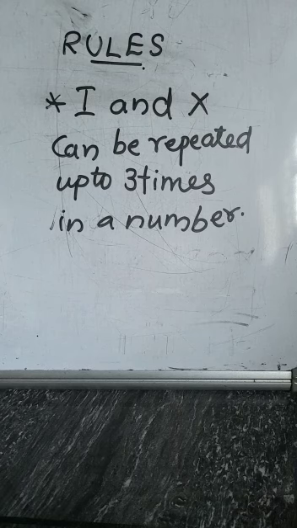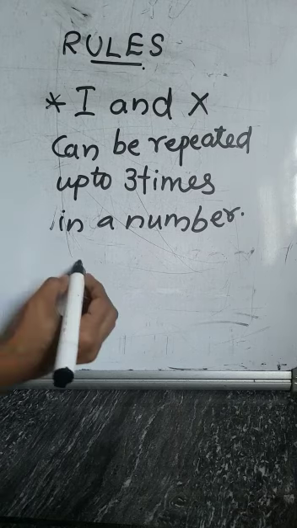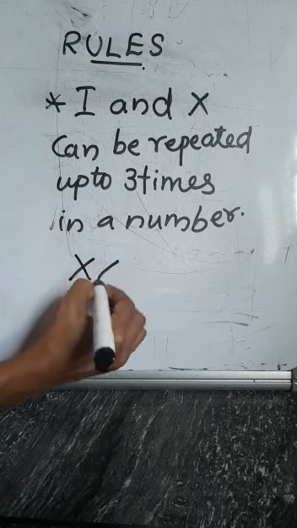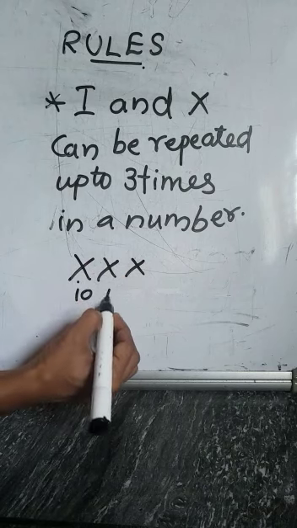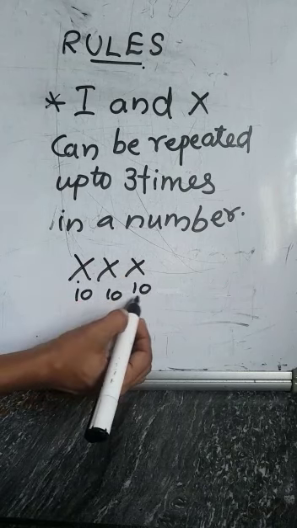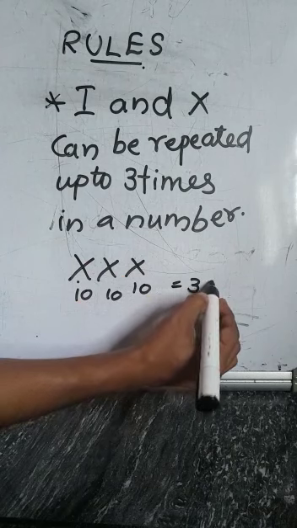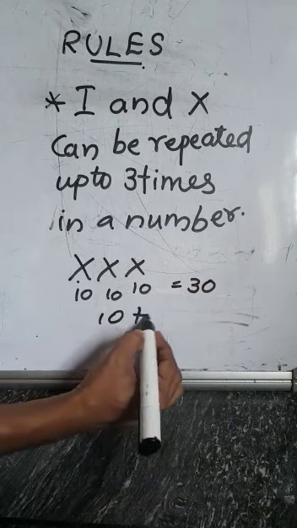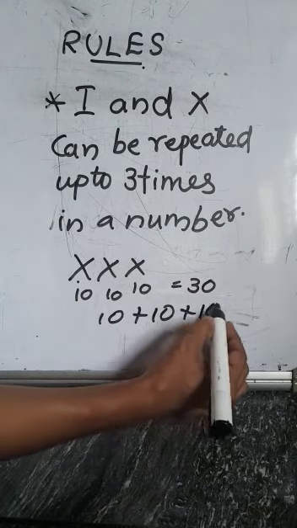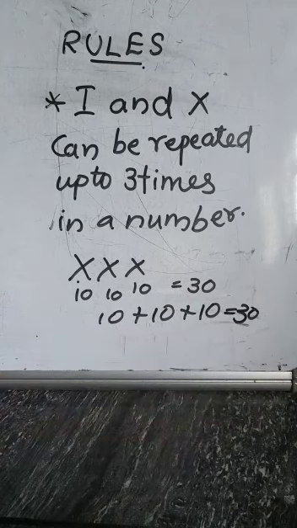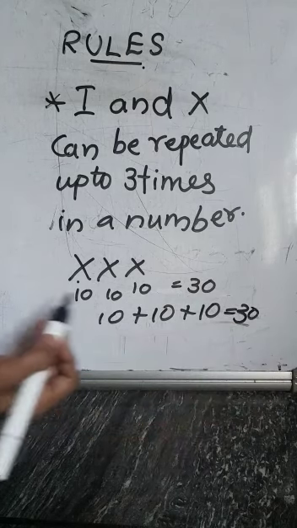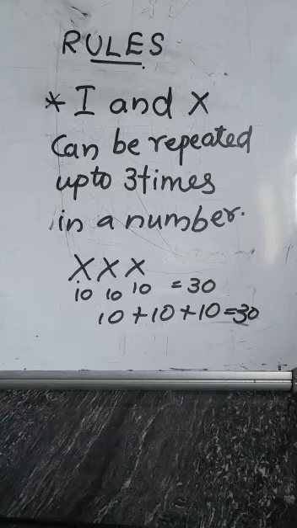Repetition means the value is added. If we write X here, we know the value of X is 10. Here 10, here also 10, then the total value is 30. That is 10 plus 10 plus 10 equals 30. Here we added the numbers. So repetition means that the value is added.